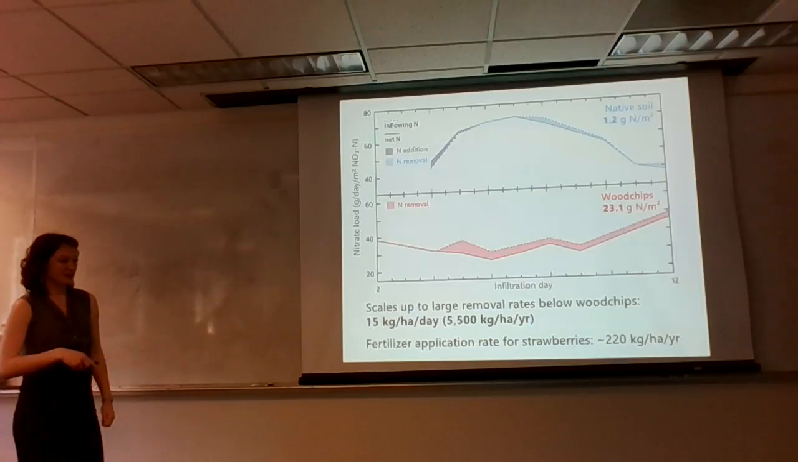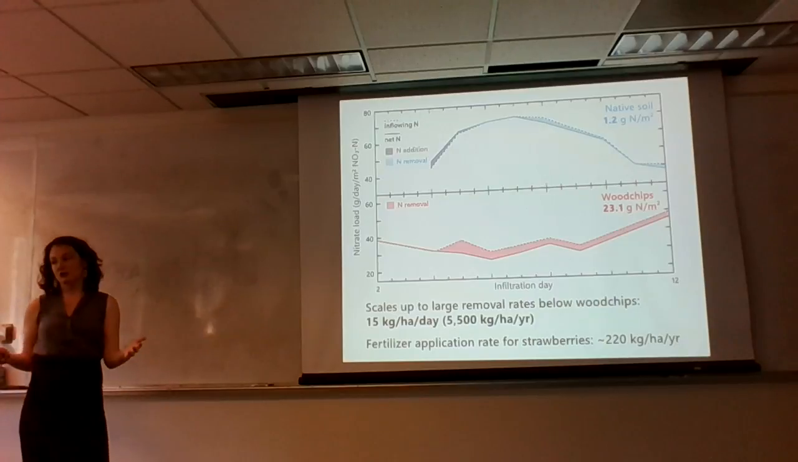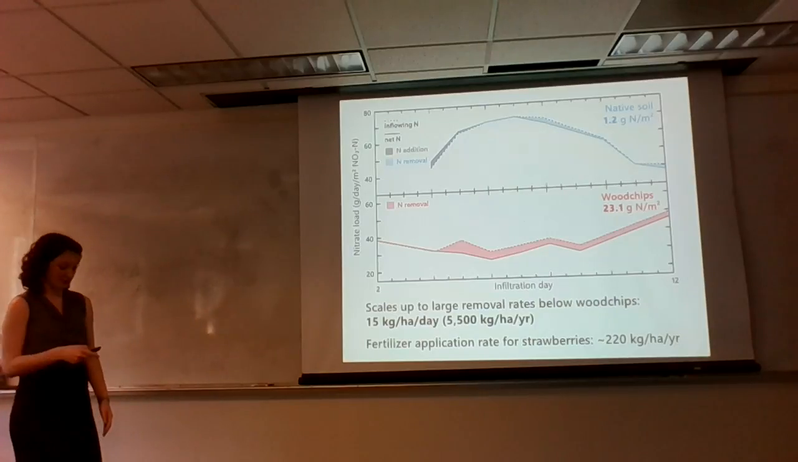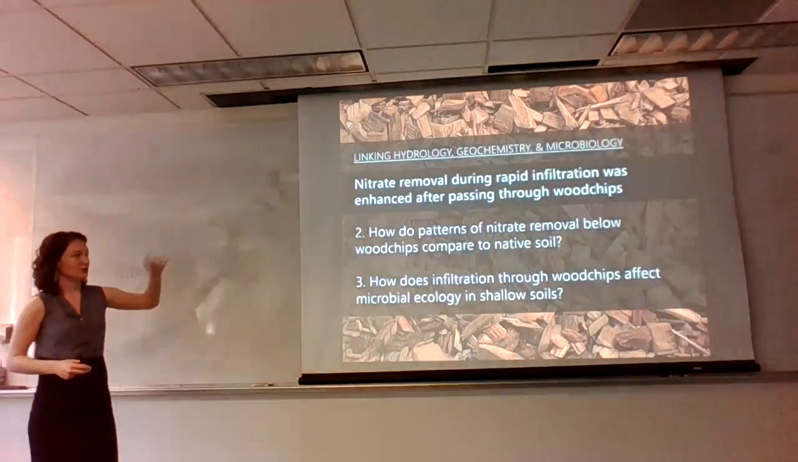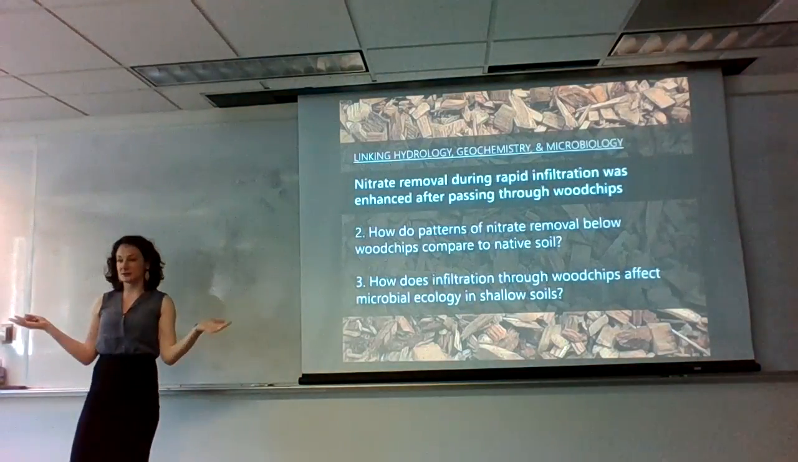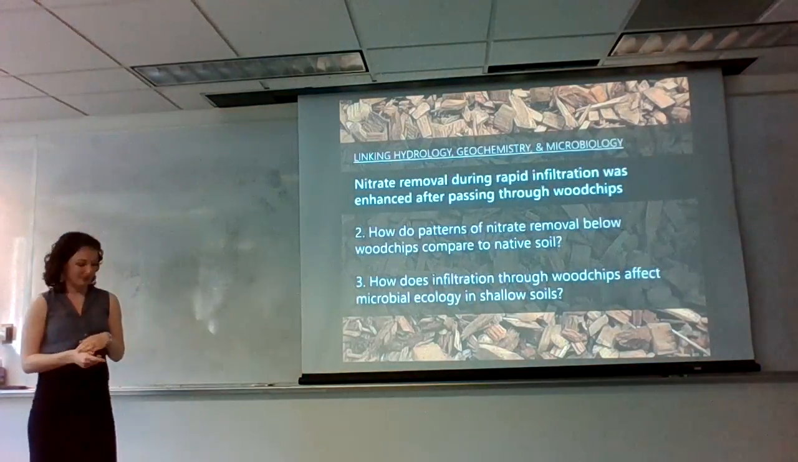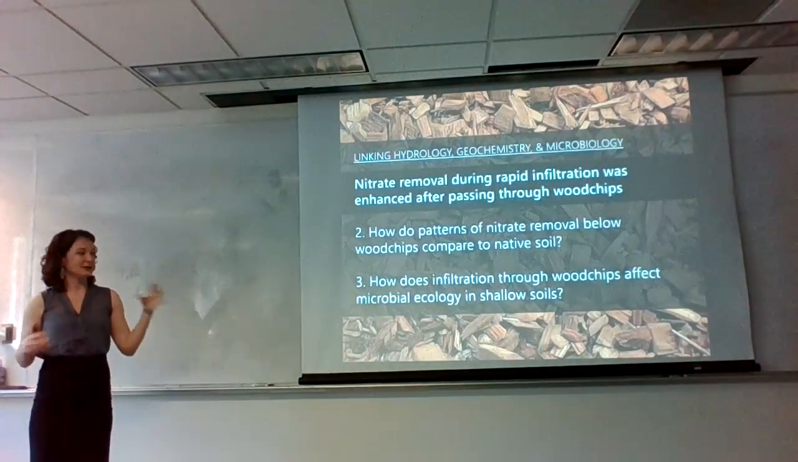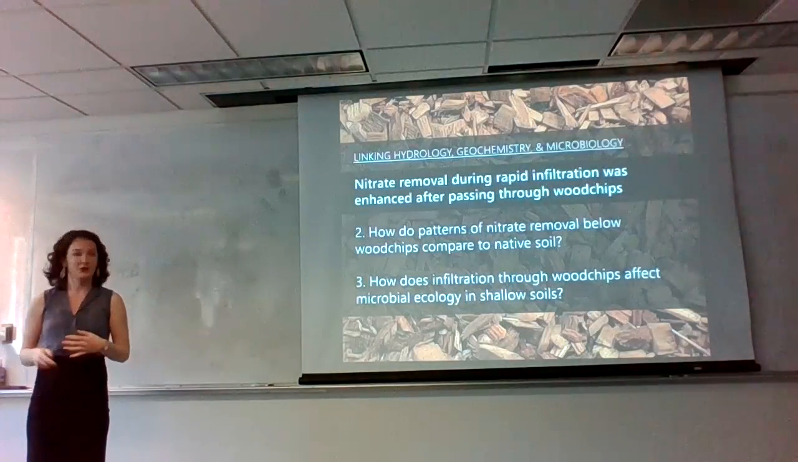And to put that number in context, here in California, a hectare of strawberries will typically receive 220 kilograms of nitrogen fertilizer each year. And so we do see that nitrate removal was enhanced after passing through the wood chip layer. My next 2 questions will explore a little bit more about how and why that's occurring.